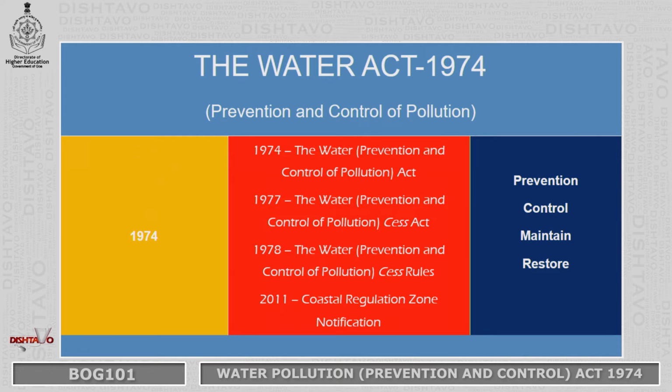Now there are so many acts that have come because of water. The Water Prevention and Control of Pollution Act of 1974. In 1977, we had the Water Cess Act, once again Prevention and Control of Pollution. In 1978, the Water Prevention and Control of Pollution Cess Rules. And in 2011, we have the Coastal Zone Notification, which speaks about water.